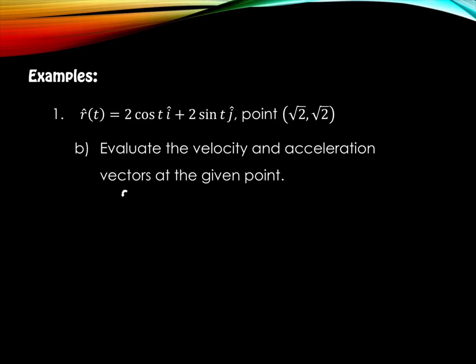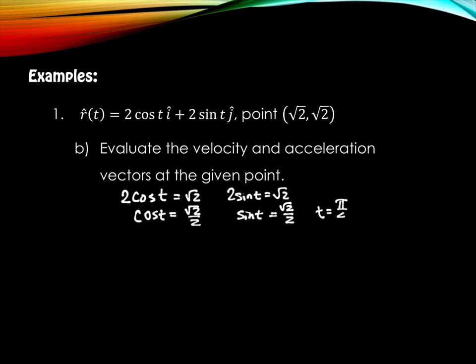So we want our x value, which is 2 cosine of t, to equal square root of 2. And we want our y component, which is 2 sine of t, to also equal square root of 2. If we do just a little bit of simplification, this is telling us that the cosine value needs to be square root 2 over 2, and the sine value also needs to be square root 2 over 2. Now this one is fairly straightforward, since these two equations need to coexist at the same time, and they result in a pi over 4 value for t.